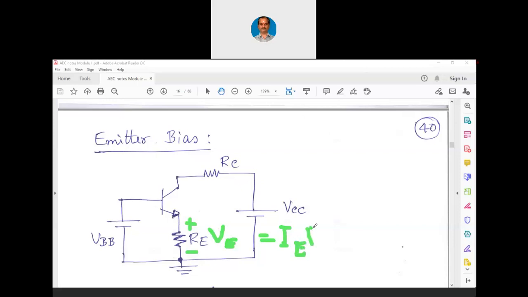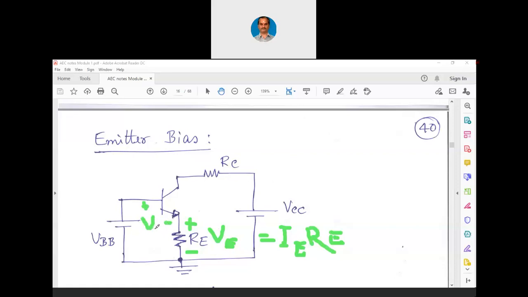IE into RE. Okay. So, IE is nothing but IC plus IB. So, if IE increases, VE, that is the voltage across this resistance, increases. Now, if the voltage is there across RE, what happens? Here we have VBE, between base and emitter.